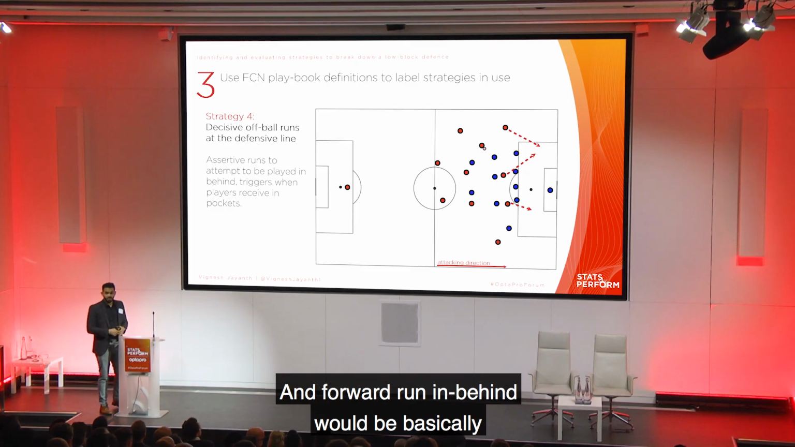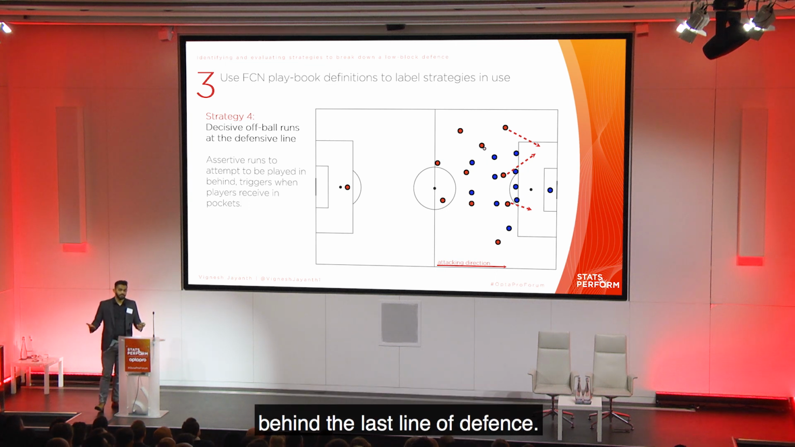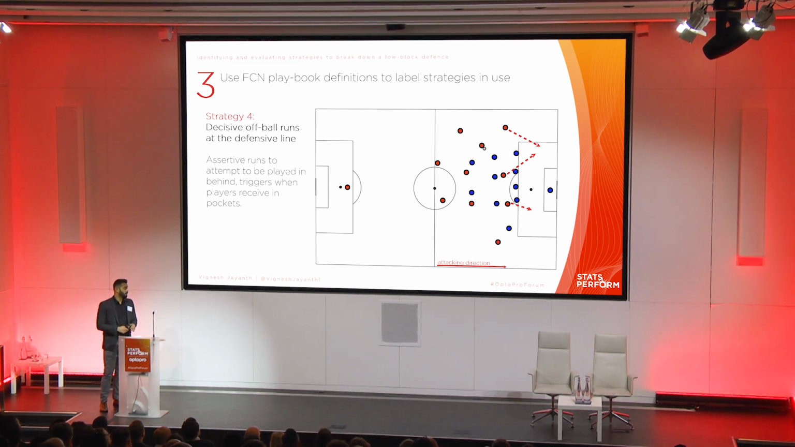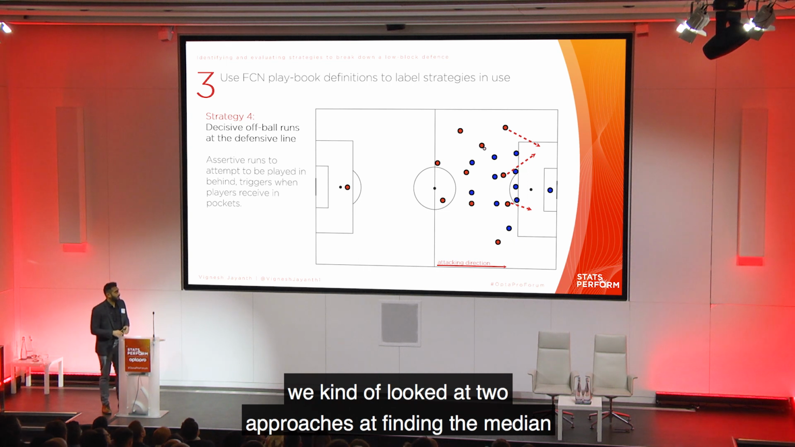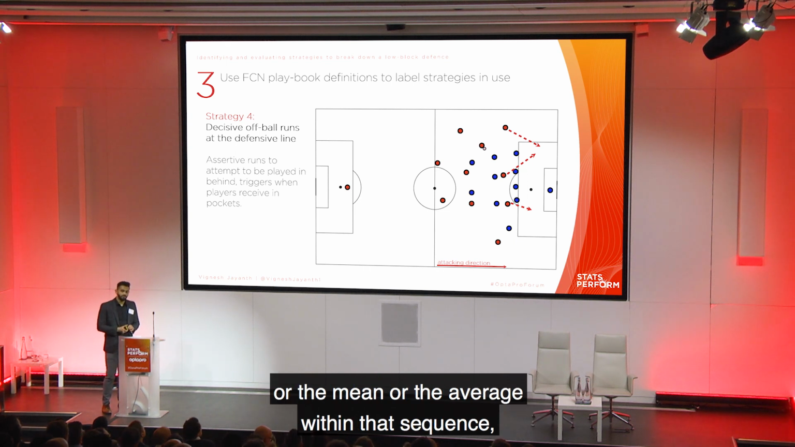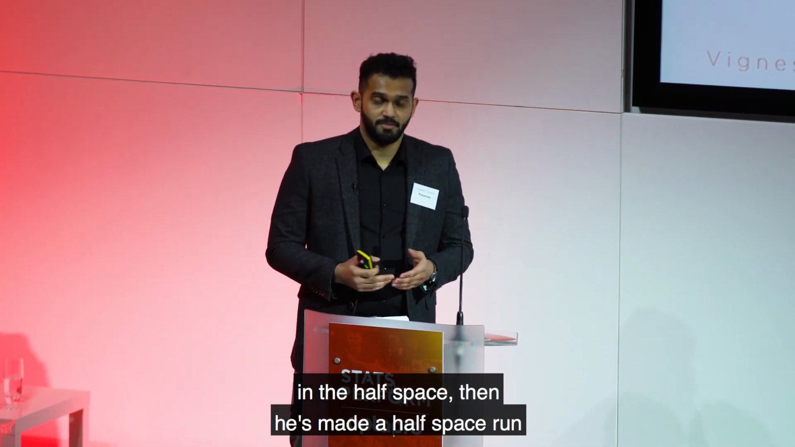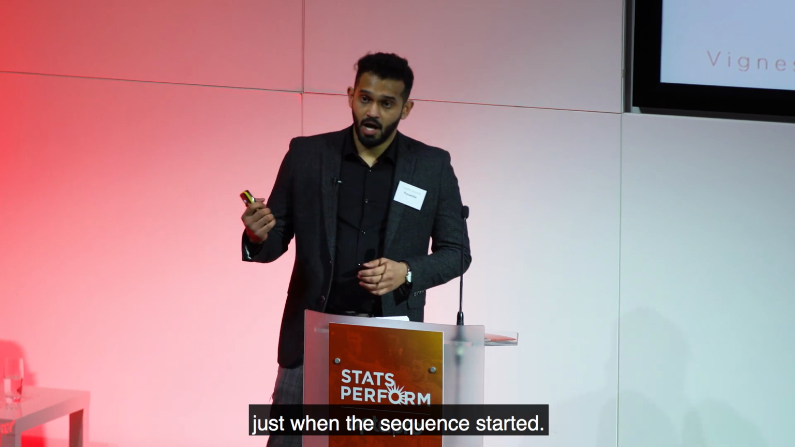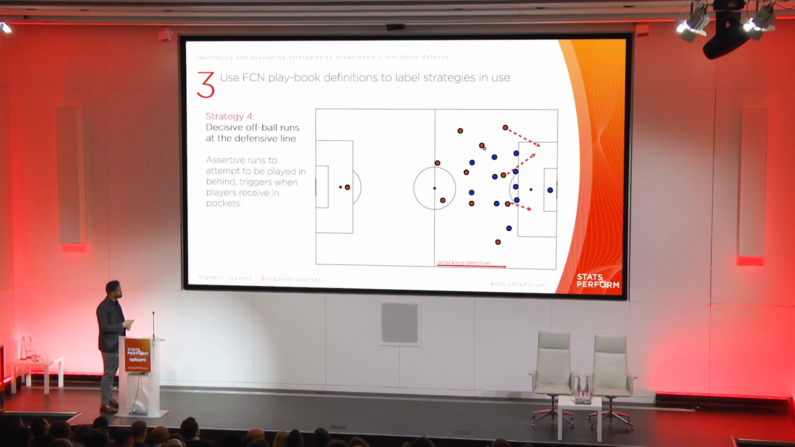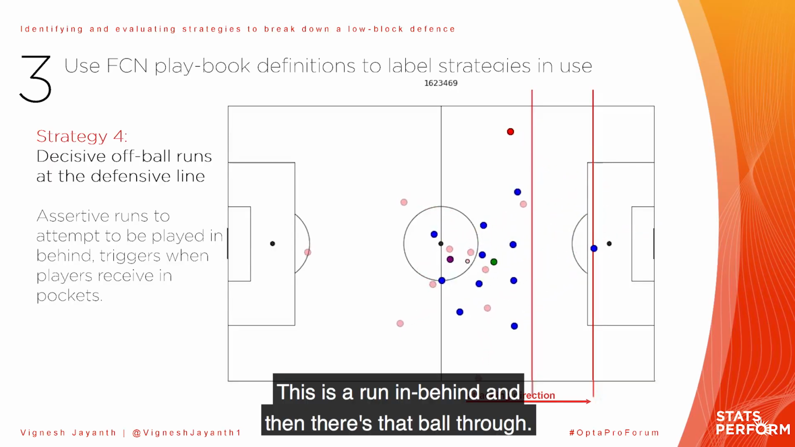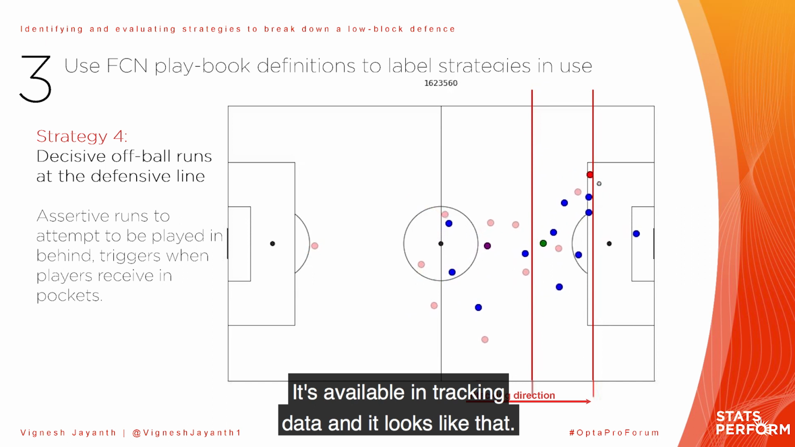A forward run behind would be if he receives the ball behind the last line of defense. And for the half space run, we looked at two approaches: either finding the median or the mean, the average, within that sequence. If a player's median location within that sequence lies in the half space, then he's made a half space run. If he's not in the half space, it's just when the sequence started. So this is how it works. This is the run in behind, and then the ball through. It's an aerial ball in tracking data.